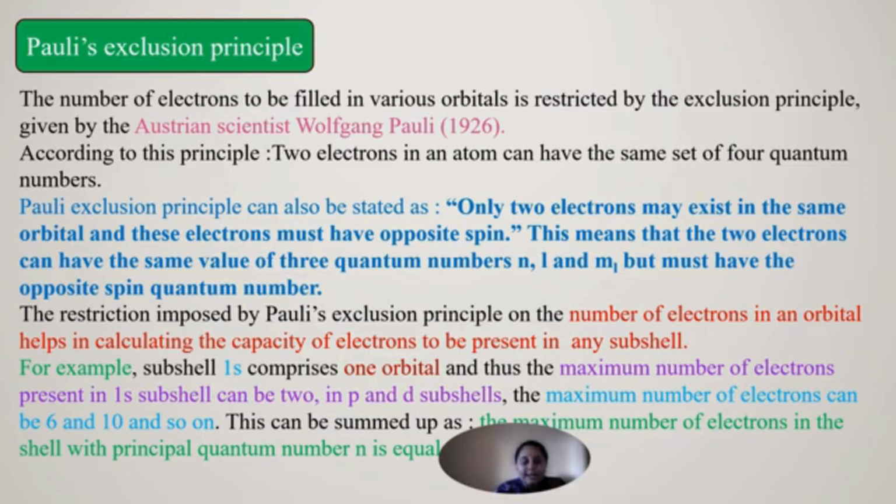They may possess the same principal quantum number, azimuthal quantum number, and magnetic quantum number, but the spin quantum number should be different. That is, one is positive, one is negative, one is opposite spin.